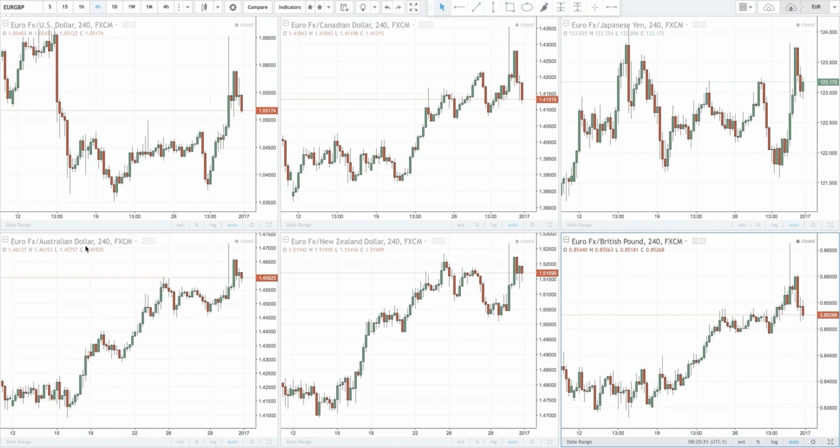Correlation works on pairs that show you similar symptoms. For example, if you notice on this last wave here, markets are going up, up, up. Here on EuroCAD, last wave, markets are going up. Euro yen, last wave, markets are going up. Euro pound, last wave, markets were going up. Euro New Zealand, same thing. Euro Aussie, same thing. However, in the long spectrum, the charts look a little bit different.